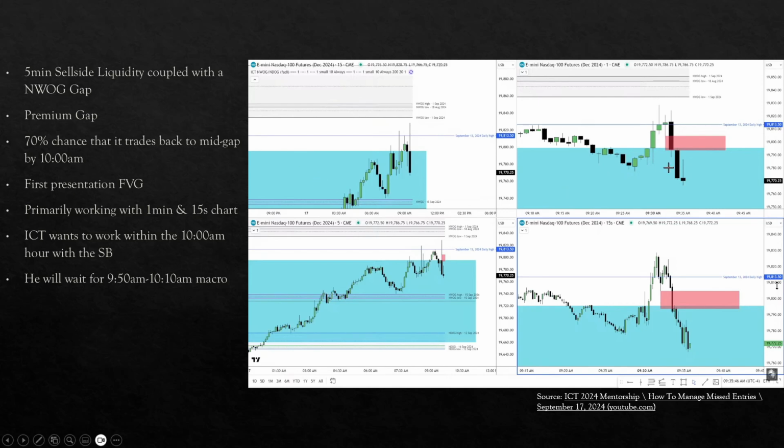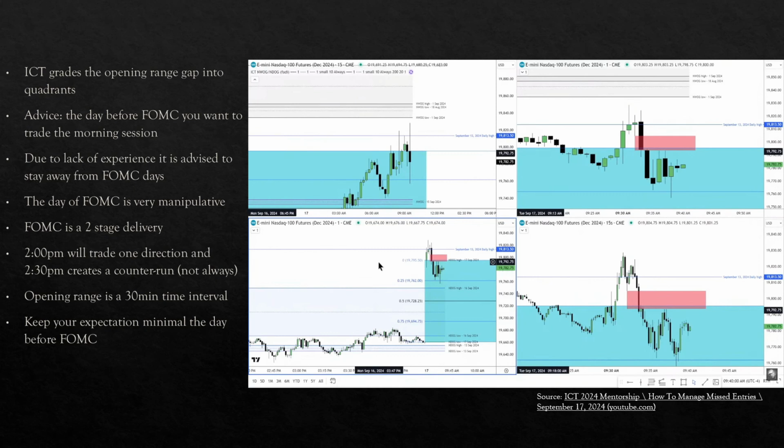Also, he outlines the first presentation fair value gap. This is the first fair value gap that forms after 9:30 a.m. on the 1-minute chart. ICT primarily works with the 1-minute and 15-second chart in his live stream. He tried to work within the 10 a.m. hour with the silver bullet model, and he wanted to wait for the 9:50 to 10 a.m. macro. So let's jump into the next slide, where we have the opening range gap.